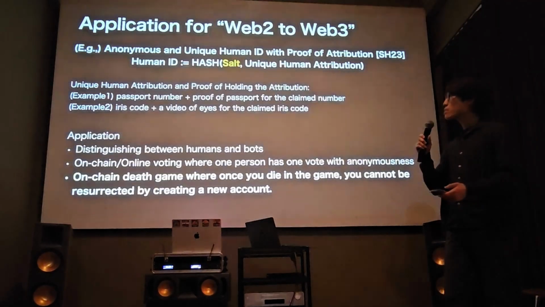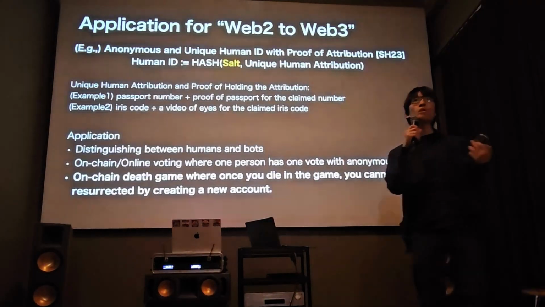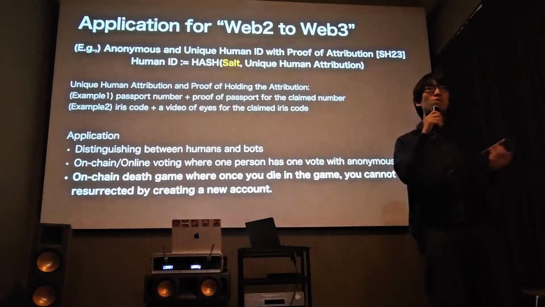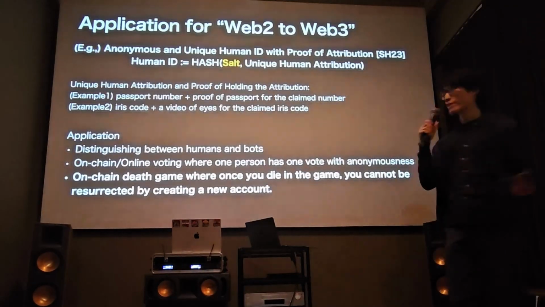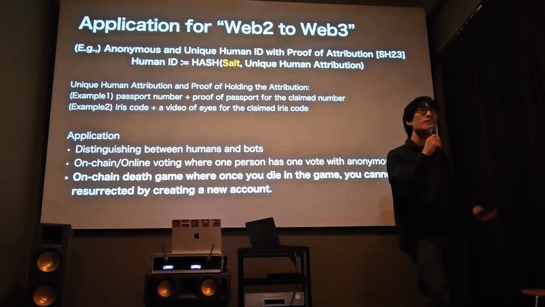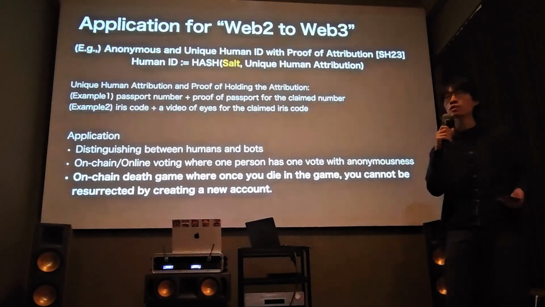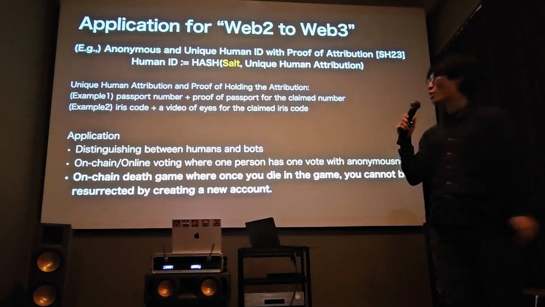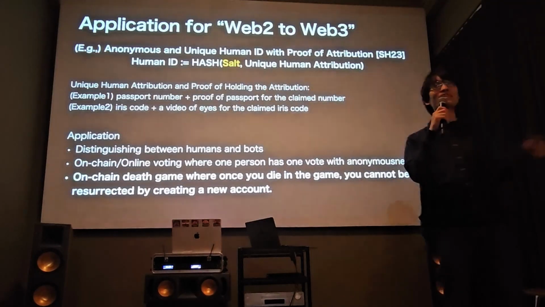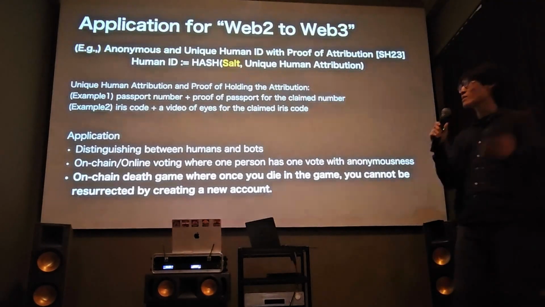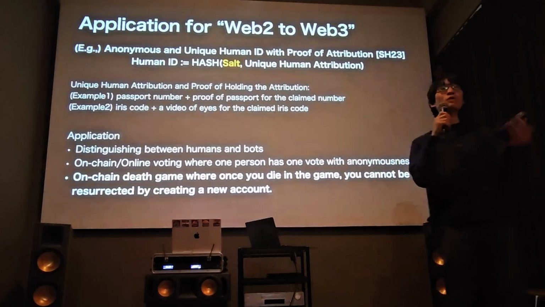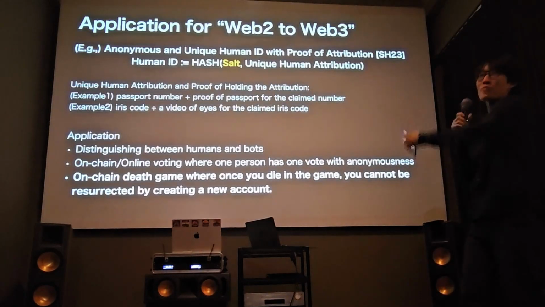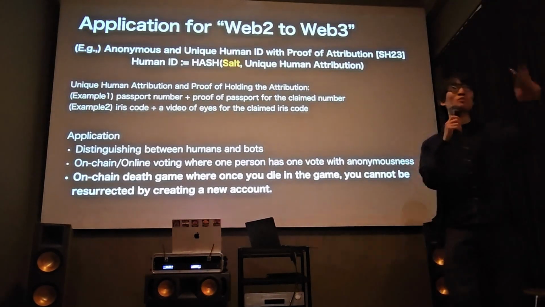And this will be useful for some on-chain applications, like distinguishing between humans and bots in the contract, or some on-chain voting where one human has one vote, but it can maintain the anonymous property. Or this is my most favorite application, our on-chain death game, where once you die in the game, you cannot join the game again, because this game requires your human ID, and once your human ID is registered as a dead one, you cannot get the same human ID, unless you get two passports.